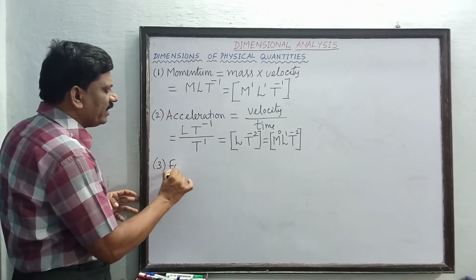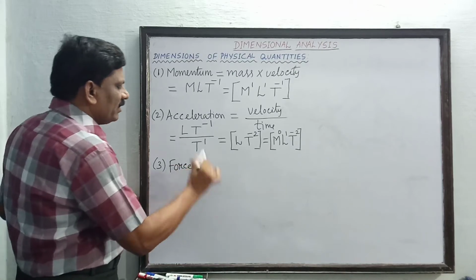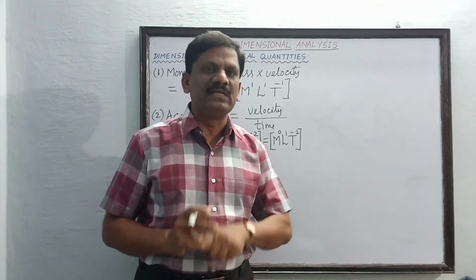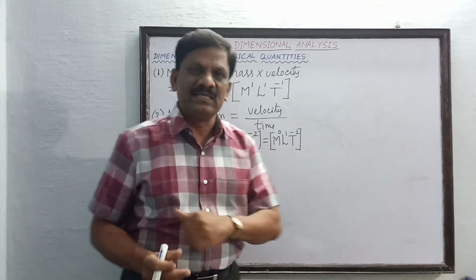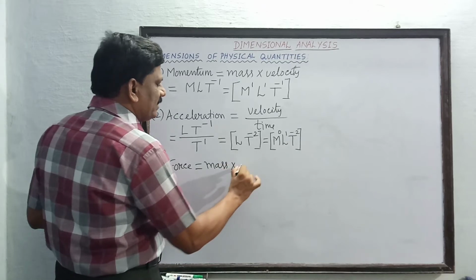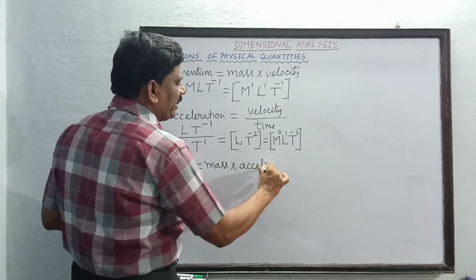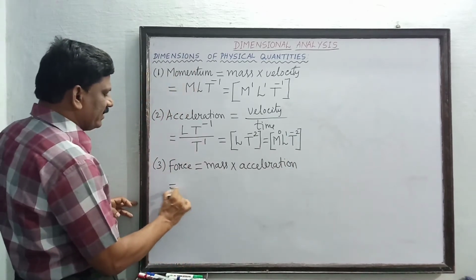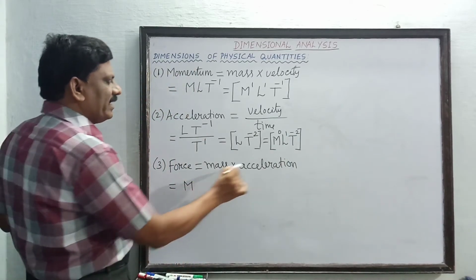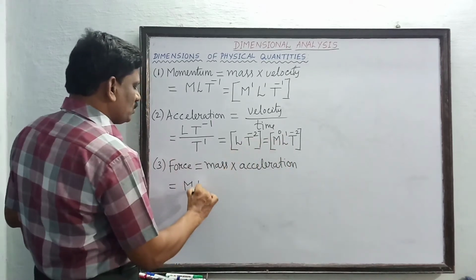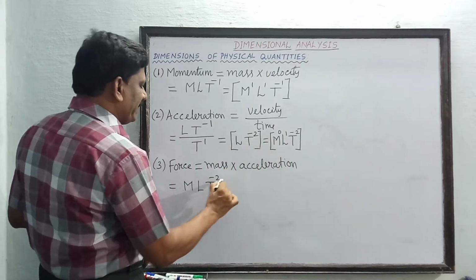What is force equal to mathematically? From Newton's second law of motion, force is the product of which two quantities? Mass and acceleration. So this is equal to the product of mass and acceleration. Okay. So the dimension of mass is capital M and the dimension of acceleration is what? LT power minus 2. So this is LT power minus 2.